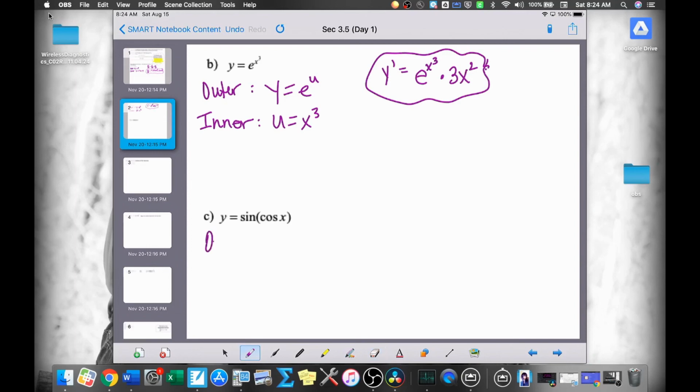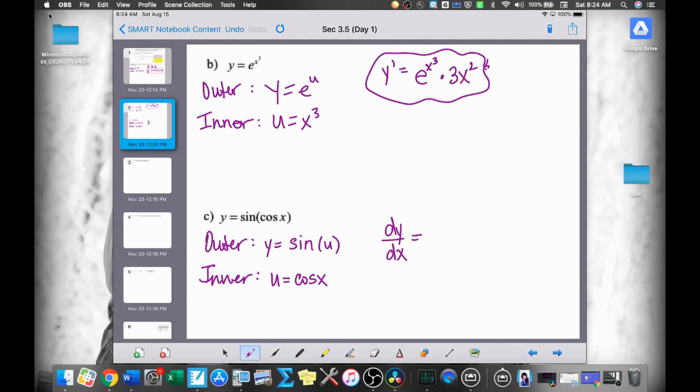Let's try to figure out what is our outer function here and what is our inner function. Well, I think this one's a little bit easier to see. The outer function is y equals sine of something, right? So sine of u. And then our inner function is what's inside the parentheses. U is cosine x. So our derivative, again, dy dx or y prime, doesn't matter, is going to be equal to the derivative of the outer function at the inner.